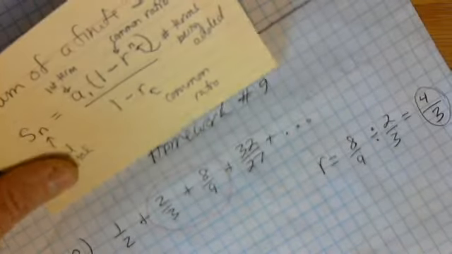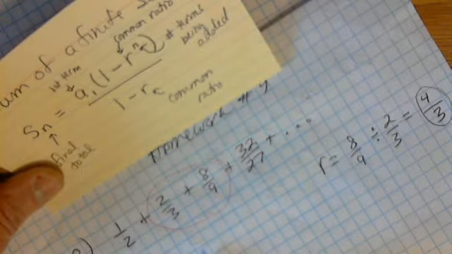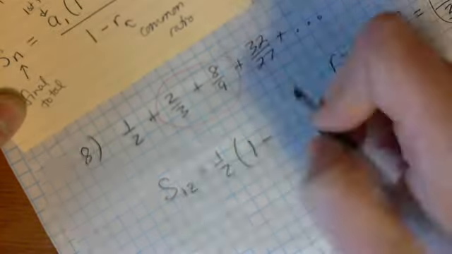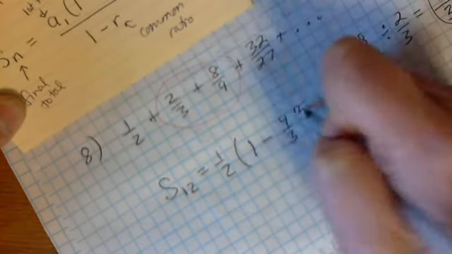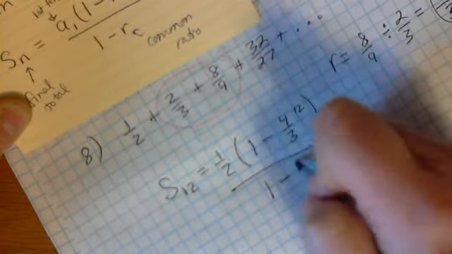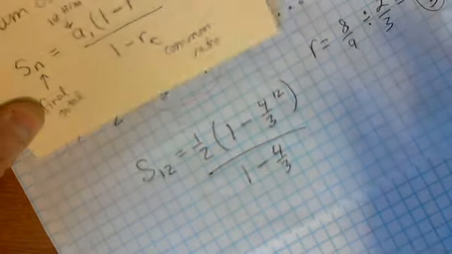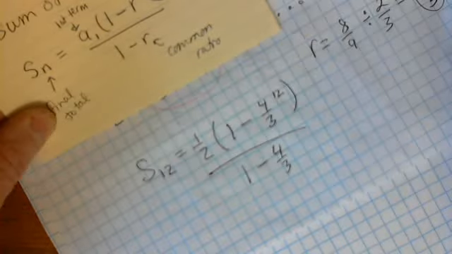Now we're ready to go back and plug everything in to our formula for the sum of a finite series. Again, we're supposed to be finding the sum of the first 12 terms. So we're going to be doing S of 12. S of 12 equals our first term, which is 1/2, times 1 subtract 4/3 to the 12th power, all over 1 minus 4/3. The toughest part about these is simplifying the expression before you put it into your calculator.